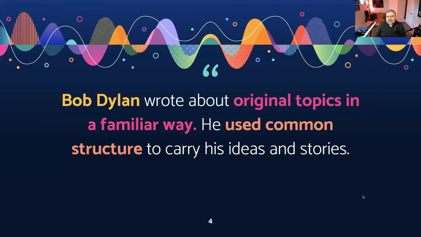So as we talked about, Bob Dylan wrote about original topics using a familiar structure. He used that common structure, and that helped to deliver the unique ideas and stories that he was writing about. So I think this is a huge lesson that I want you all to walk away with: try to be original in what you're writing about, but use the structure that your listeners are used to, so it helps them digest the newness of what you're trying to say.